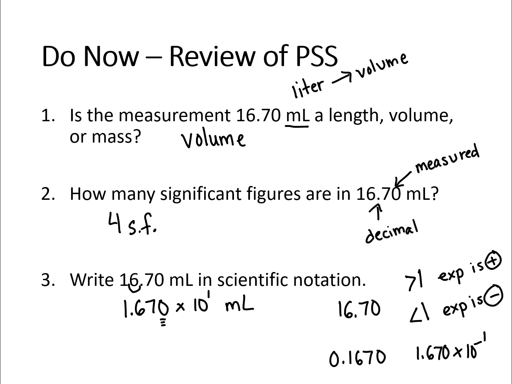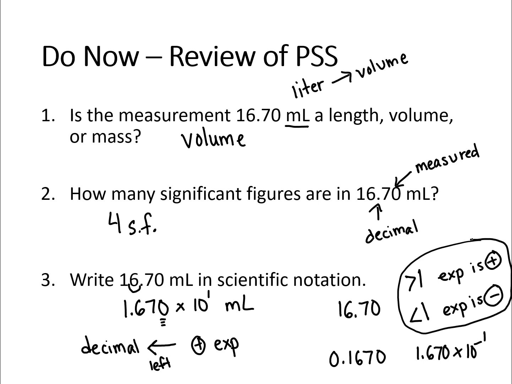So you can think about it that way too. If you move your decimal point, when you're making your coefficient, if you move your decimal to the left, then that means you're going to have a positive exponent. And the opposite is true if you move the decimal point to the right. So it's just two ways to say the same thing. I think that it's a little bit clearer to look at the number itself and say, okay, it's bigger than 1, so the exponent needs to be positive. But whatever floats your boat.